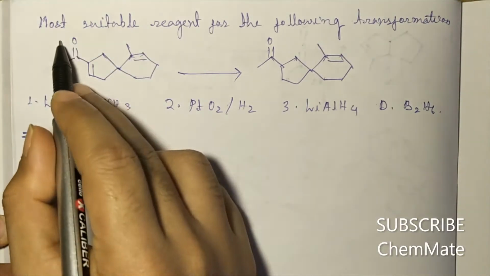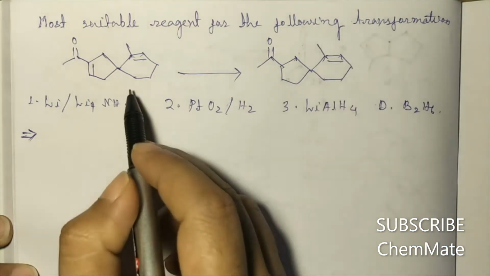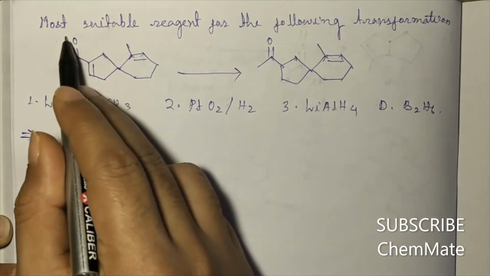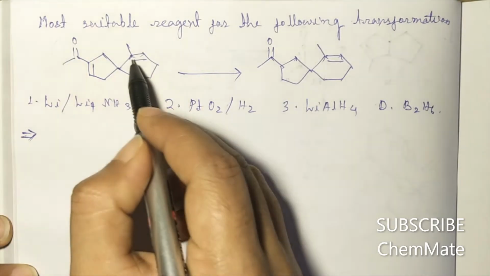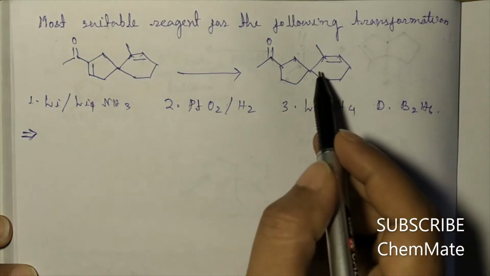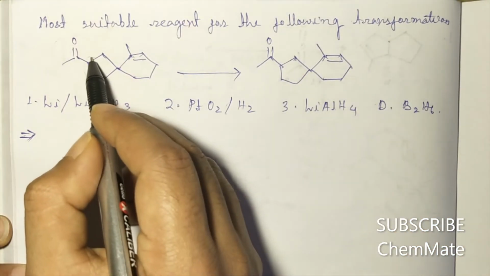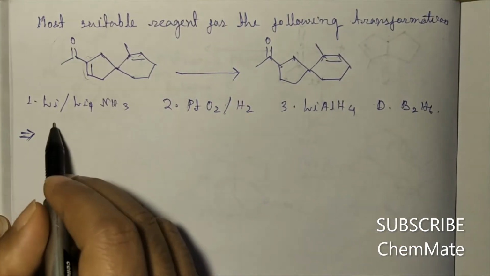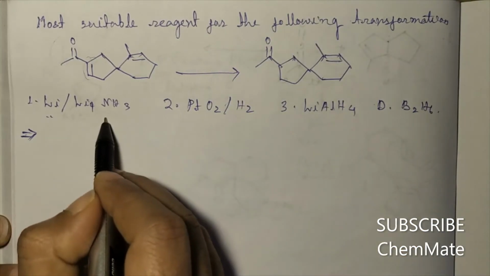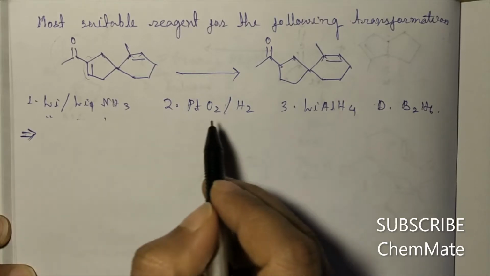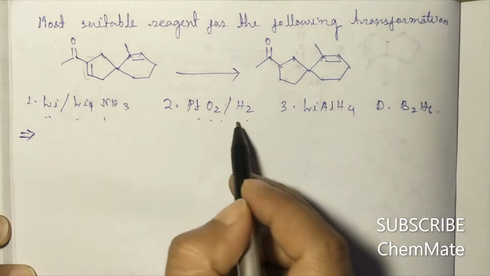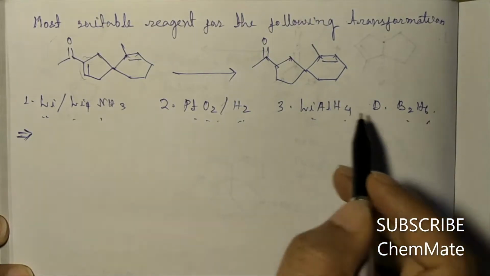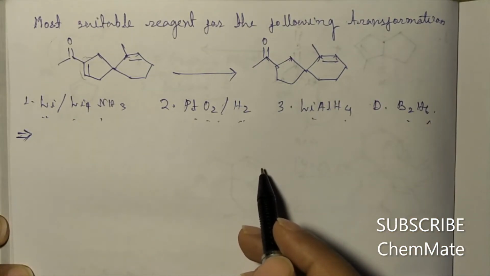One question: what is the most suitable reagent for the following transformation? Here one unsaturated ketone is there. Here is an alkene. So we have to reduce only this double bond, and the remaining will stay the same. So what reagent will we use? The options are lithium in liquid ammonia, that is Birch reduction, PtO2/H2, that is Adams catalyst, lithium aluminum hydride, and B2H6. So what will be the answer?